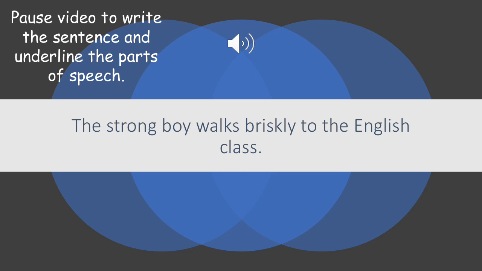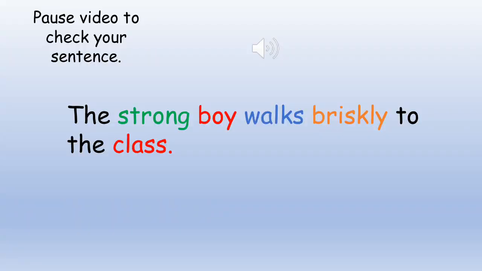The strong boy walks briskly to the English class. Please underline the parts of speech in the different colors. Okay, let's check it. The strong boy walks briskly to the class. All right, your nouns are boy and class. Then the adjective is strong because it's describing the boy. Walks is the verb. And briskly, how he's walking. Briskly means to walk quickly. And that is your adverb.